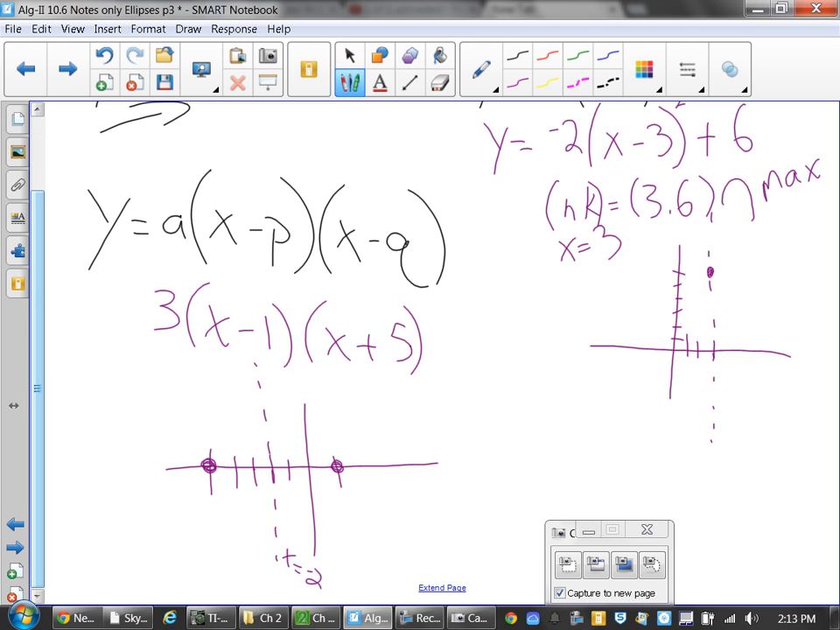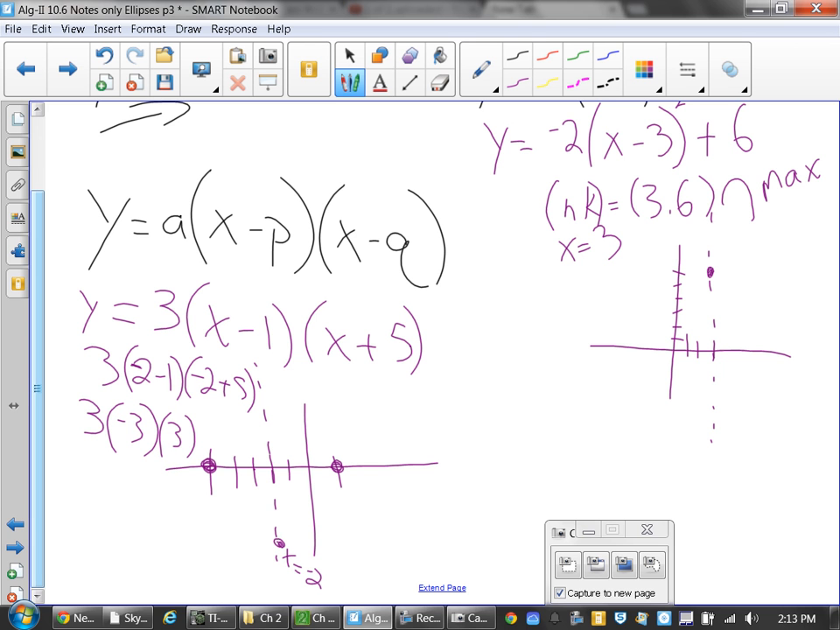All right. I know that this a value is positive, so we're opening upward. -2 will be my x value for my vertex. To find my y value, it's nothing more than substitution. I take 3 times -2 minus 1, times -2 plus 5. So that's 3 times -3 times 3. -27. And that's how you find your vertex.